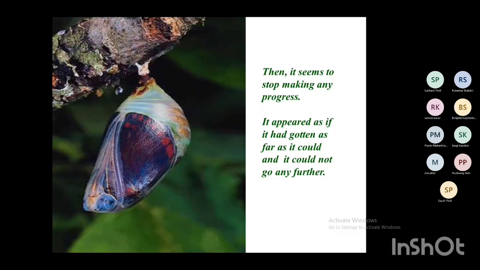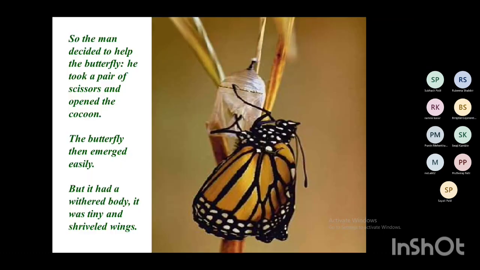Then it seemed to stop making any progress. It appeared as if it had gotten as far as it could and could not go any further. So that butterfly was trying to get out, but it was not successful. So the man decided to help the butterfly. He took a pair of scissors and opened the cocoon.